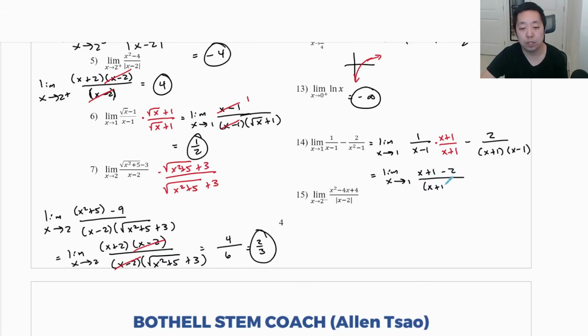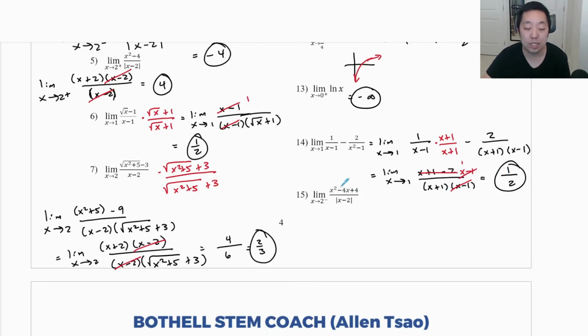Over x plus 1, x minus 1. Which the top just becomes x minus 1, right? Plus 1 minus 2 is x minus 1. Then the x minus 1's cancel. And then now that I've done that, now I can plug in 1. It's going to be 1 over 1 plus 1, which is 2.